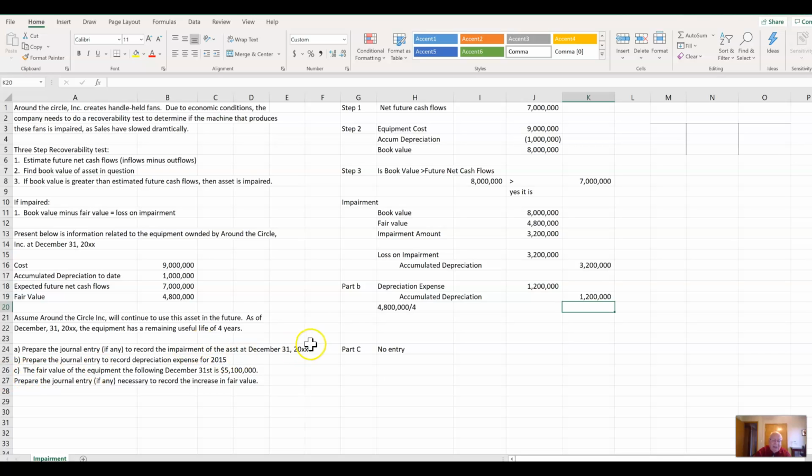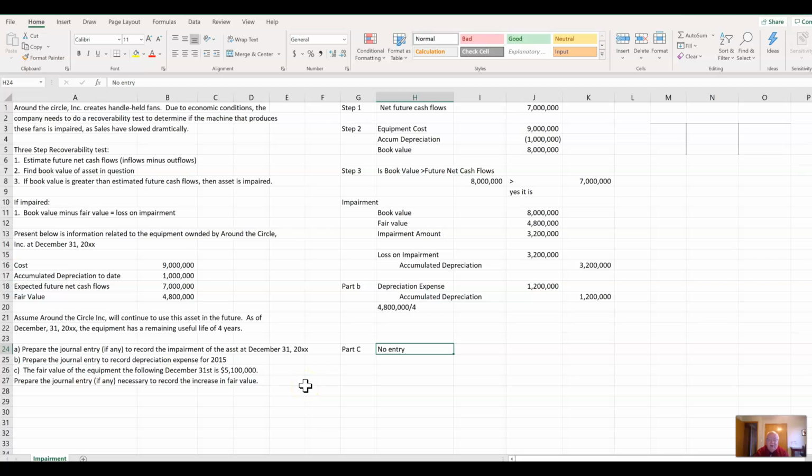And then part C, it says the fair value of the equipment the following December 31st is 5,100,000, so it went up in value. Prepare the journal entry that we would have. For GAAP, we have no entry because once you write it down, you do not recover it. However, for IFRS, you would. If you think it's going to be more of a permanent thing, then you would recover it. So you'd increase the value. But for US GAAP, there is no entry.